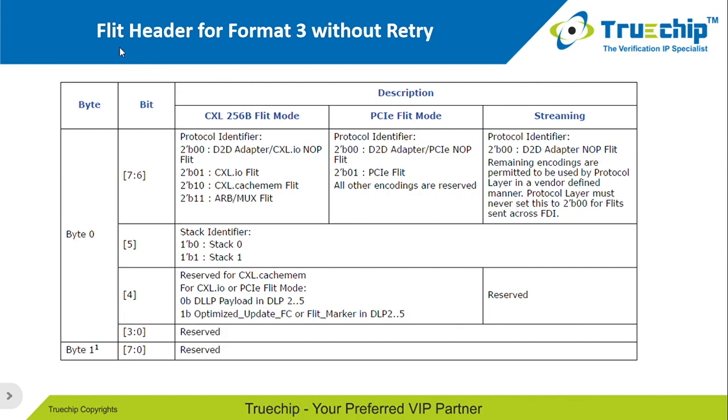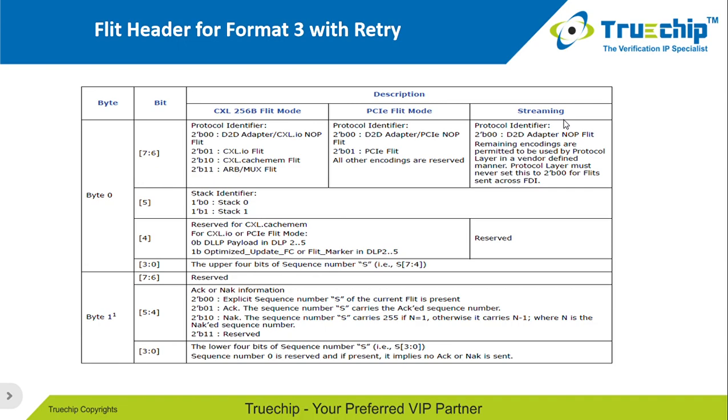We can see the information of the flit header for format 3 without retry. Here we can see these 2 bytes and the information for these 2 bytes, and similarly for PCIe and similarly for streaming. And here is the information of the flit header for format 3 when retry is supported.